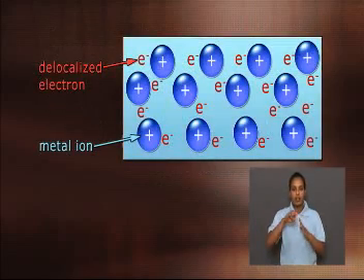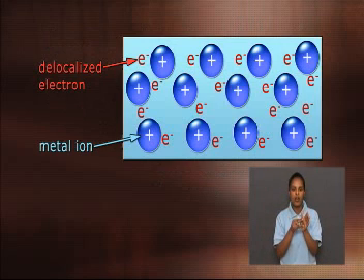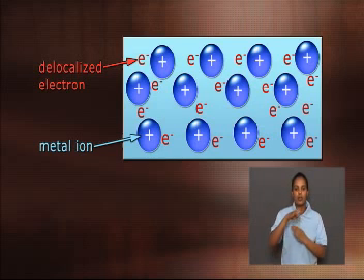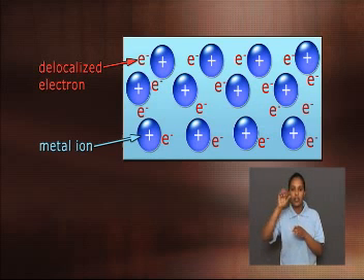The electron sea model is a concept used to describe how all the metal atoms in a sample of metal contribute their electrons to form a delocalized sea of electrons. This sea of electrons envelops the positively charged metal ions.